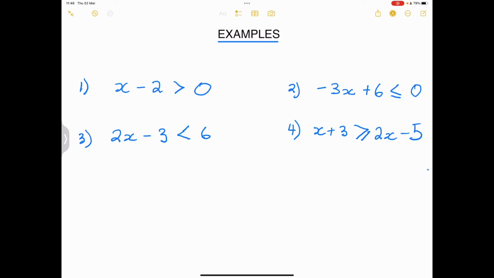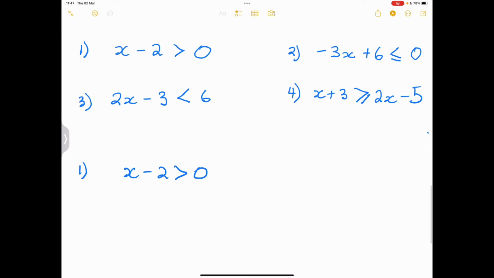Now let's look at the examples that follow. In this case, what do we have? We've got x minus 2 is greater than 0. The question would be: solve for x. I'm going to start with the first one. It means that x, taking the 2 to the other side, is greater than 2.